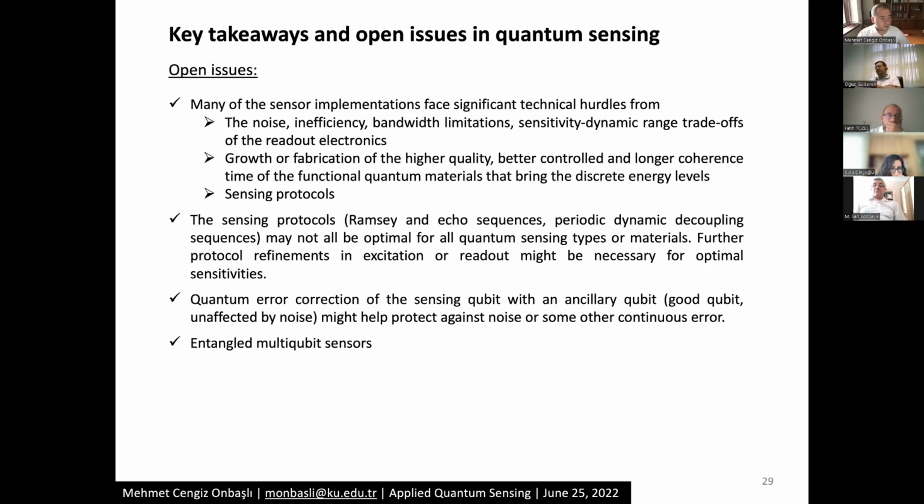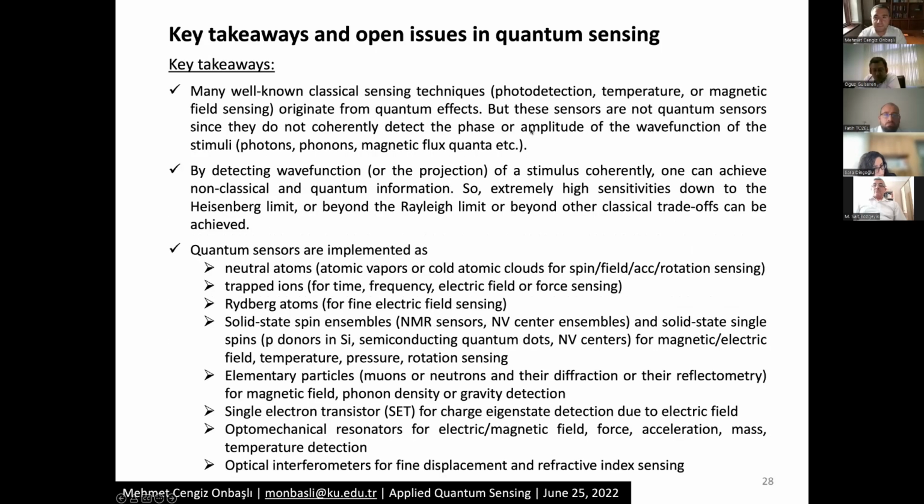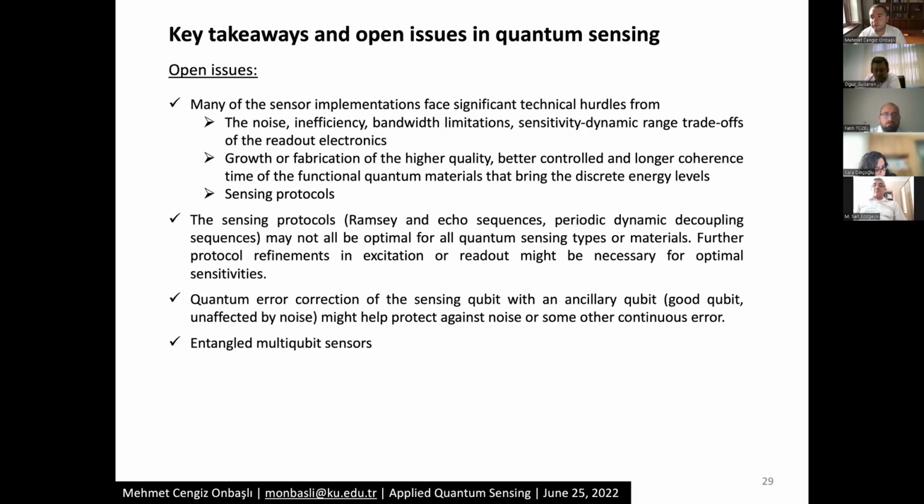And there are, of course, lots of opportunities for research, for your own future graduate studies or for your other curiosity. For instance, in sensors, noise inefficiency and bandwidth limitations or sensitivity and dynamic range trade-offs exist. These trade-offs also come with the readout electronics. And the sensing protocols that I mentioned, for instance the Ramsey protocol, are only one of them. Achieving the implementation through the correct materials fabrication or device fabrication is also another challenge.